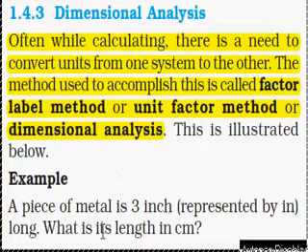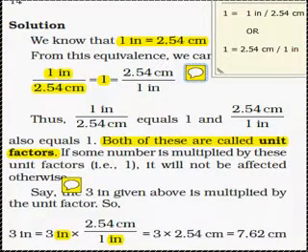A piece of metal is 3 inch long, which is represented by IN. What is the length in centimeter? So we have to convert 3 inch into centimeter. Solution: we know 1 inch is equal to 2.54 centimeter.